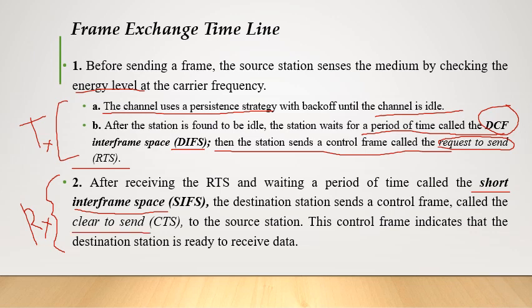So a transmitter will send which one? Request to send, that is RTS. So the receiver, if everything is fine, will send clear to send back to the source station. This control frame indicates that the destination station is ready to receive the data. I hope this is clear.